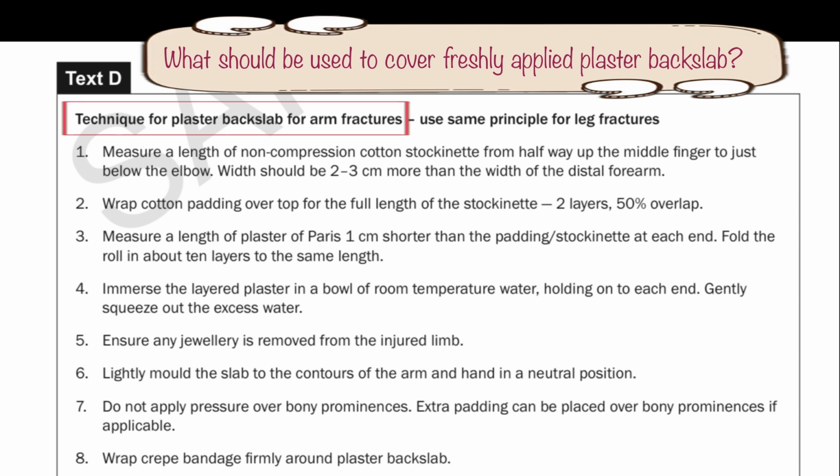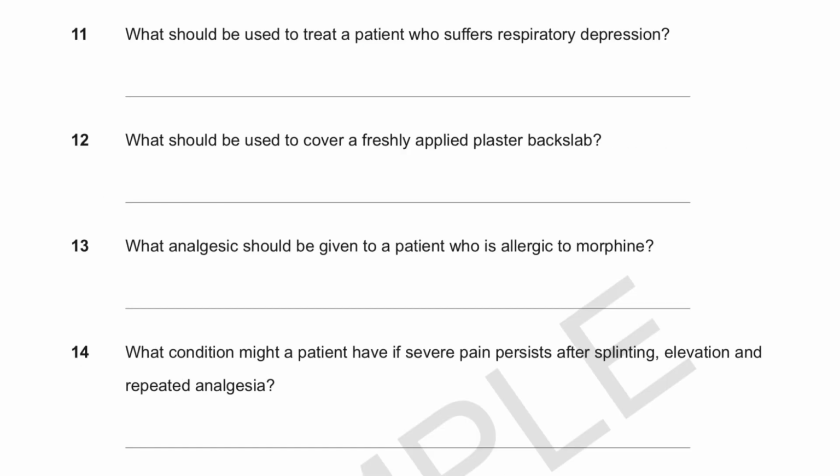We can safely assume that it can be found in the last steps, because the plaster back slab has already been applied. So we just want to know what should be used to cover it. So scanning the text, let's go to the last step. Wrap crepe bandage firmly around plaster back slab. So the answer is crepe bandage.